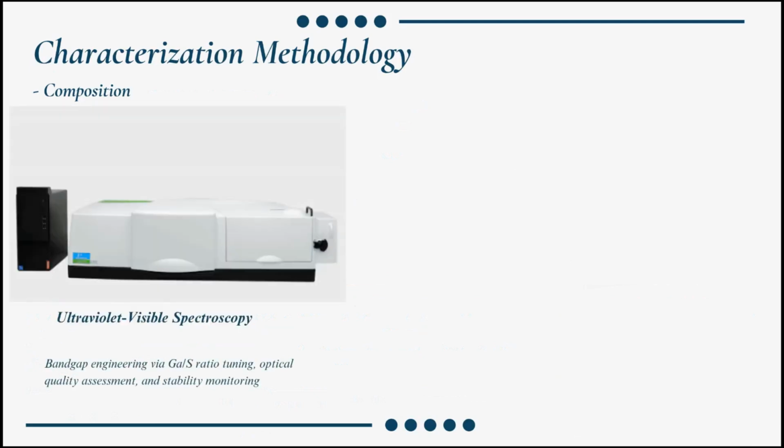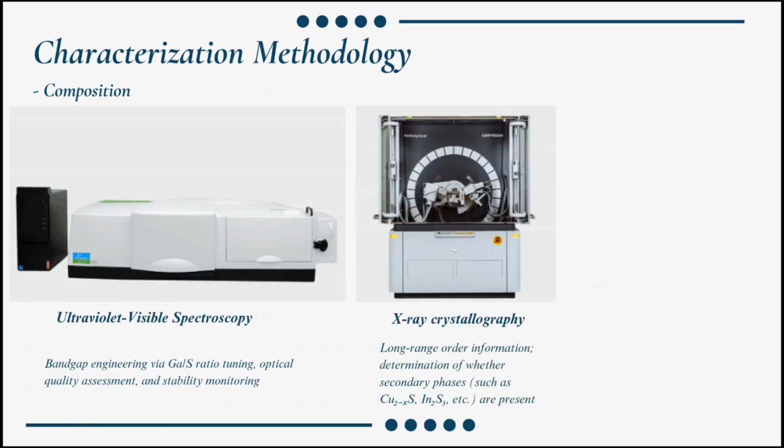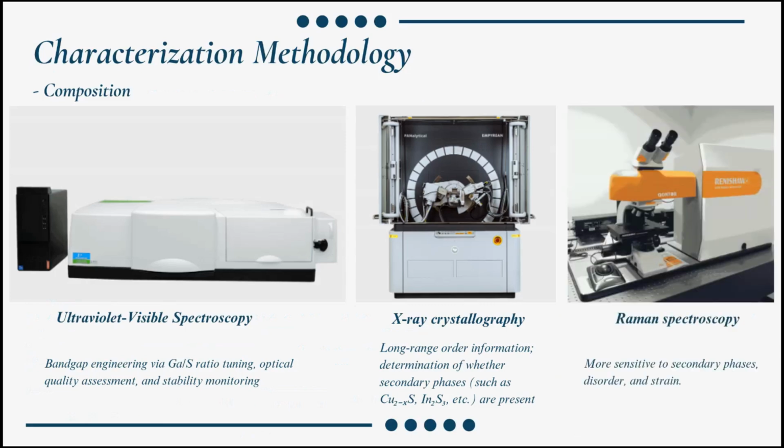For composition analysis, we use three tools. Ultraviolet visible spectroscopy helps us in bandgap engineering, for example by tuning the Ga/(In+Ga) ratio, and it also evaluates optical quality and stability. X-ray diffraction, or XRD, provides long-range ordering information and helps determine whether secondary phases are present. Raman spectroscopy is more sensitive to secondary phases, disorders, and strains, making it a good complement to XRD.